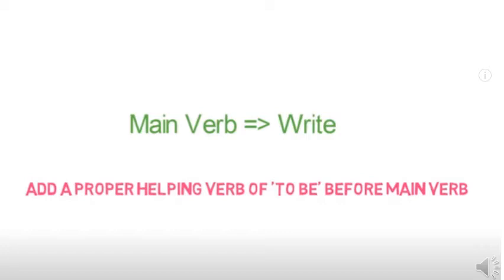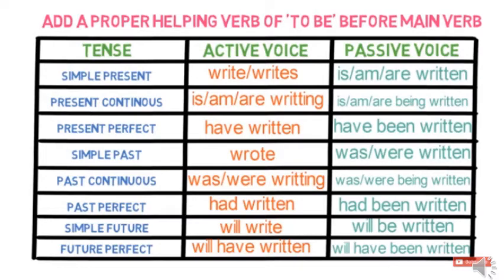Secondly, we need to add proper helping verb of to be before the main verb. This helping verb is decided based on tenses. With the example of main verb write, let's have a look. Let's look at the different helping verb as per the tenses one by one, which we need to learn. Here, first one, simple present.